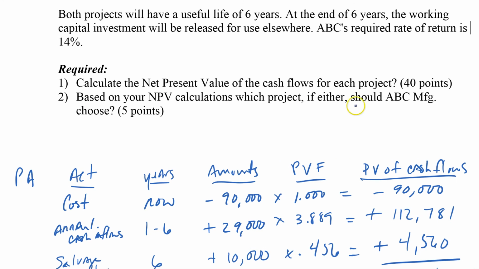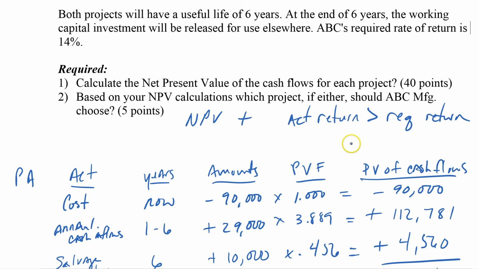So number 2 says, based on your calculation, should we choose either of these? And the answer is yes. They both have positive net present value. If net present value is positive, that means the actual return is greater than the required return. So both of these projects are earning a return greater than 14%, and so we could accept either one of them.